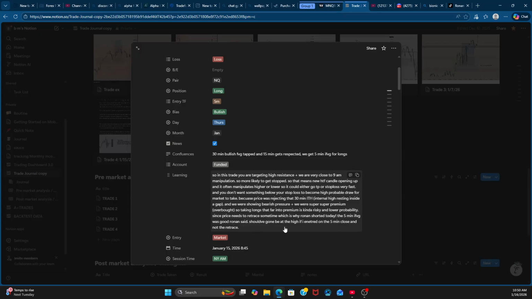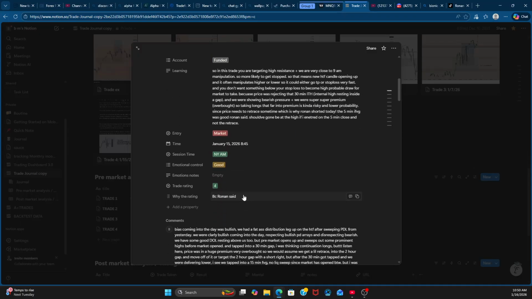Ronan said it should have gone break even at the high, which we entered after the retest, after we swept the high, not knowing there was an SMT. If I entered on the 5-minute close and not the retrace. Because Ronan said it had 8:30 PO3, and decent manipulation because we were in a premium on the higher time frame.